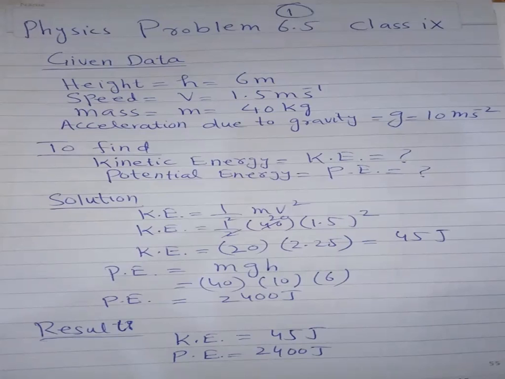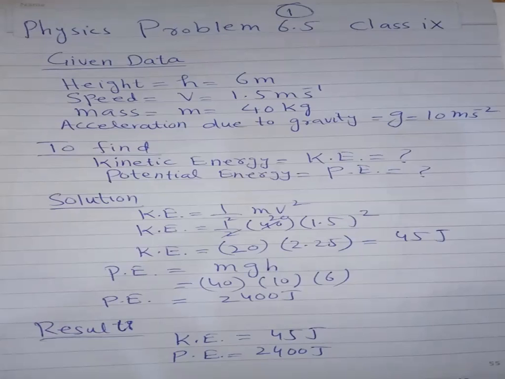I repeat, problem number 6.5, which is on page 142. On reaching the top of a slope 6 meter high from its bottom, a cyclist has a speed of 1.5 meter per second. Find the kinetic energy and the potential energy of the cyclist. The mass of the cyclist and his bicycle is 40 kilograms.